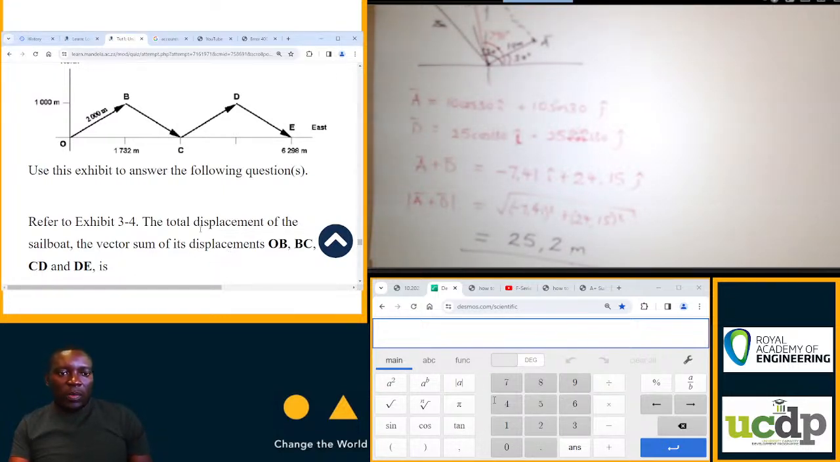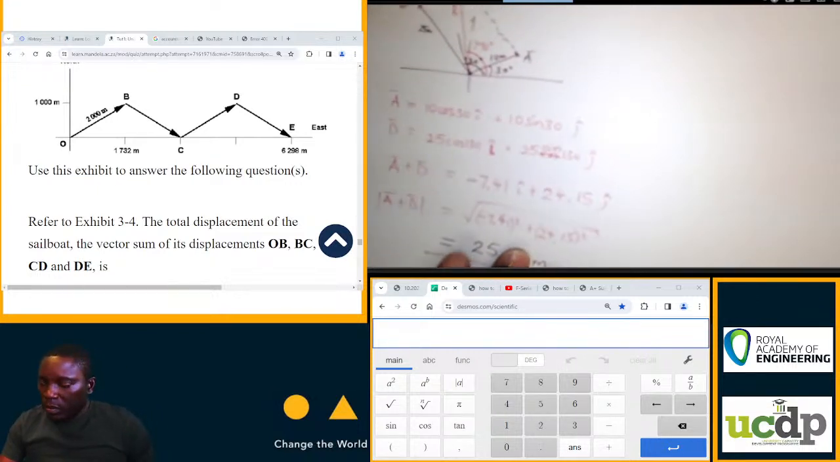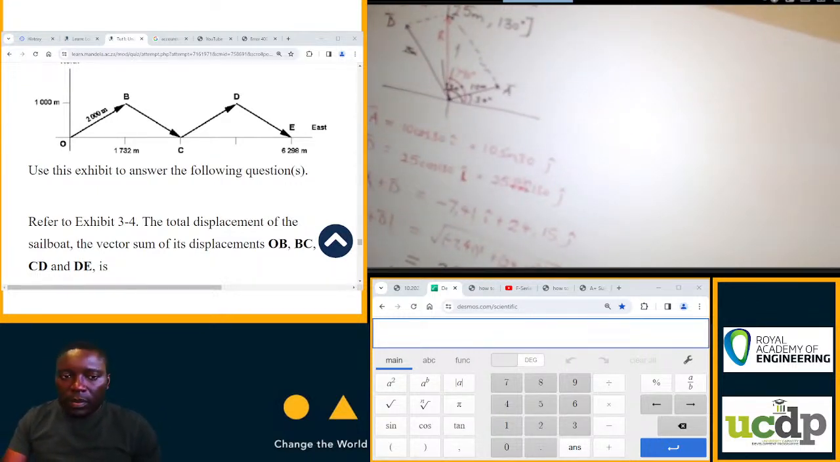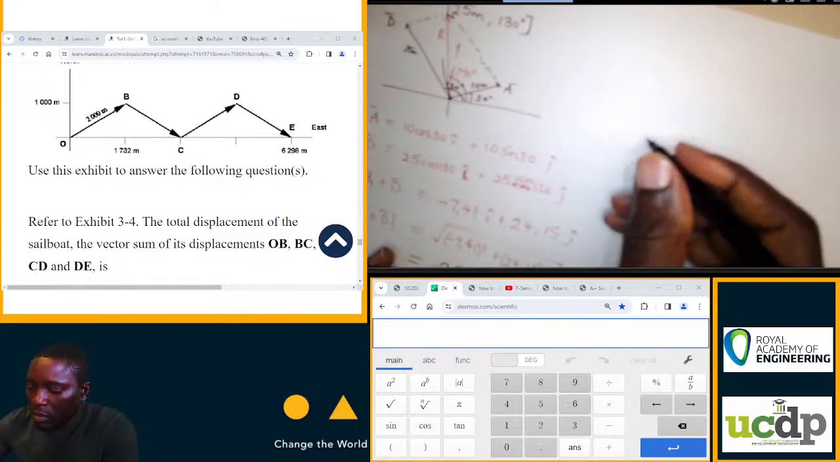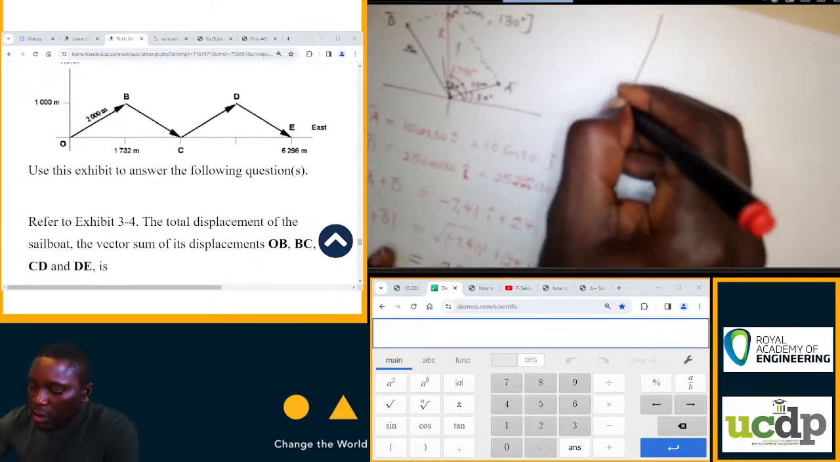So what we do there, remember displacement is the shortest distance between 2 points. So what is the shortest distance between O and E? So that total displacement is simply, you have that diagram.